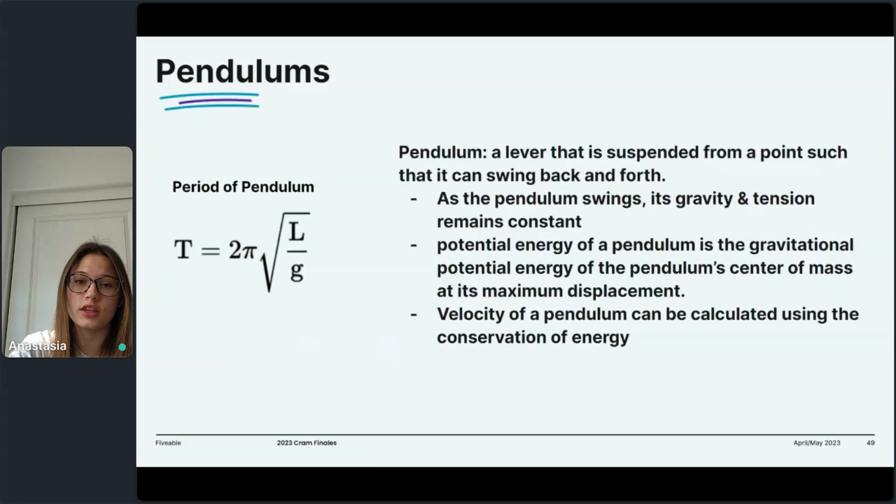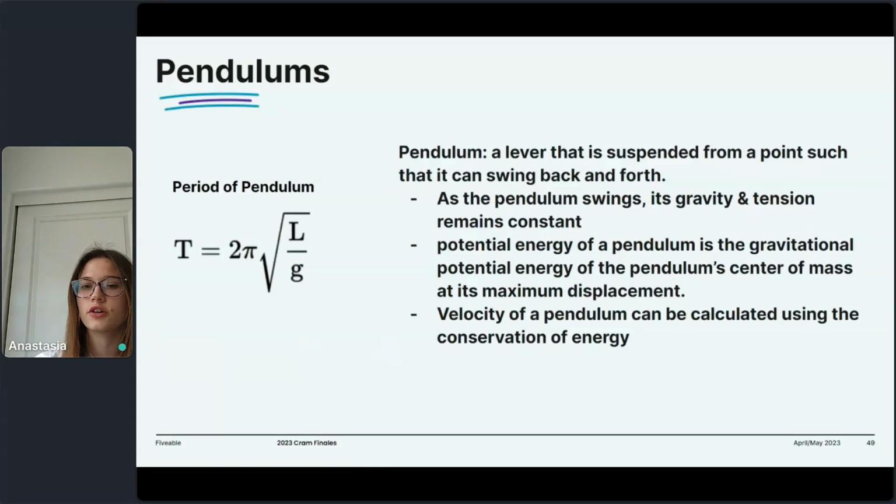And the thing about G is that it doesn't always have to be negative 9.8. Sometimes you can have different gravity values depending on the problem, like if it's on another planet. The pendulum is a lever that is suspended from a point such that it can swing back and forth. And as the pendulum swings, its gravity and tension remain constant.